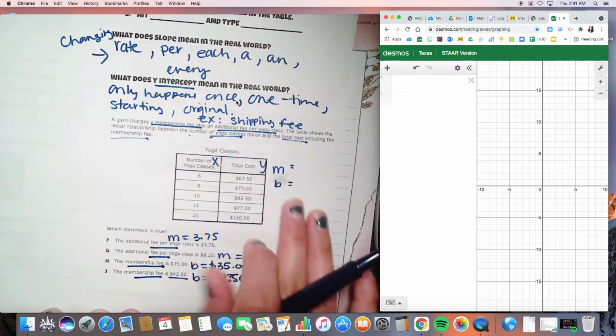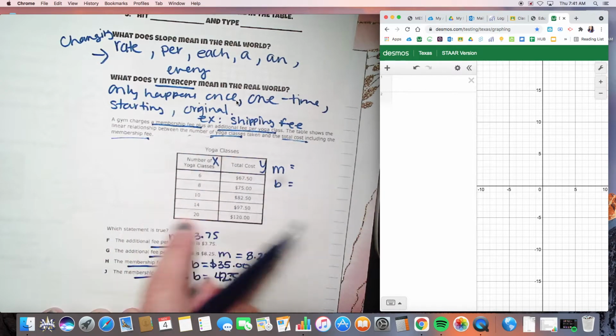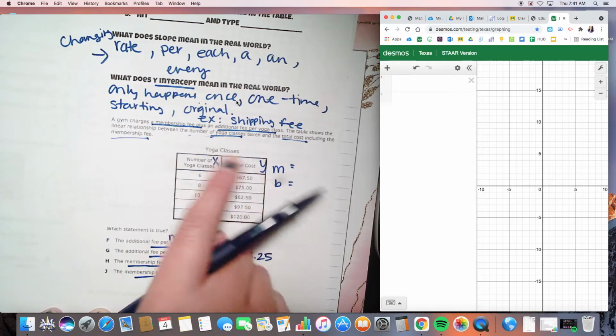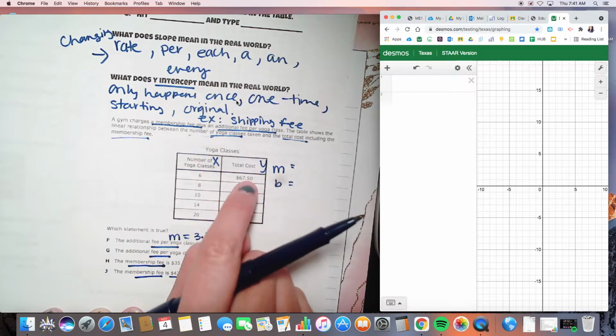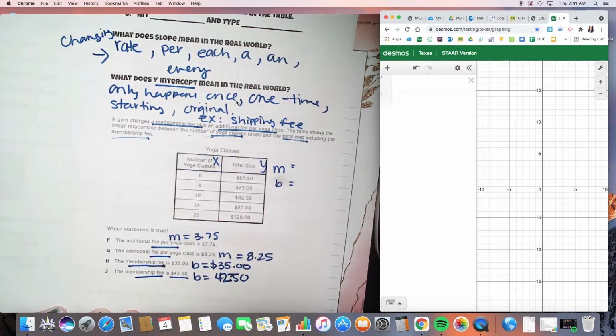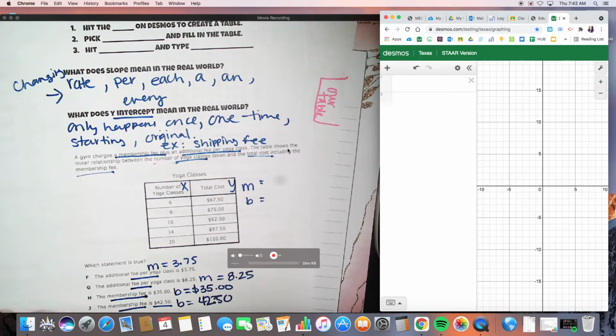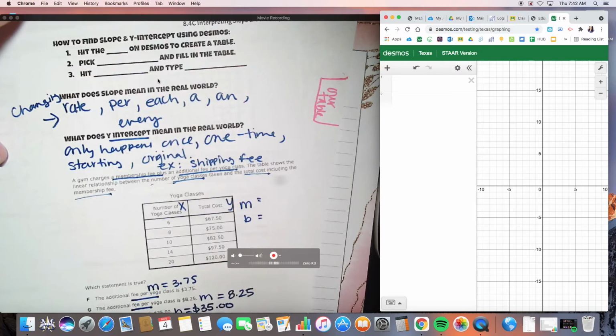How did I know that this was a slope and y-intercept problem? Well, number one, they gave me a table. There are only two things I can do from a table. I can either write an equation or I can find the slope and y-intercept. You'll learn how to write equations a little later. Right now we're just focusing on slope and y-intercept. Okay, so now I'm going to go ahead and just refresh on how we find slope and y-intercept.